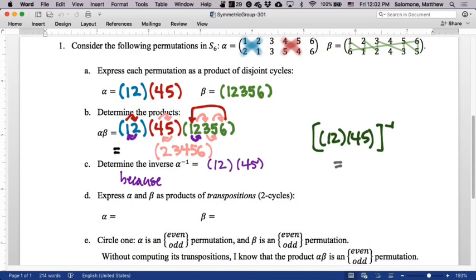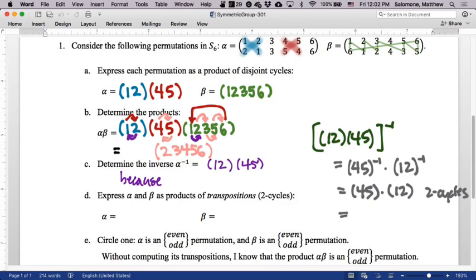Shoes and socks. Right. I'm finding the inverse of a product. That's the same as the product of the inverses. So the inverse of (4 5) multiplied by the inverse of (1 2). Right? And then you can use the fact that these are transpositions to conclude the inverse of (4 5) is (4 5). And the inverse of (1 2) is? Right. Because they're 2 cycles, they are their own inverses.